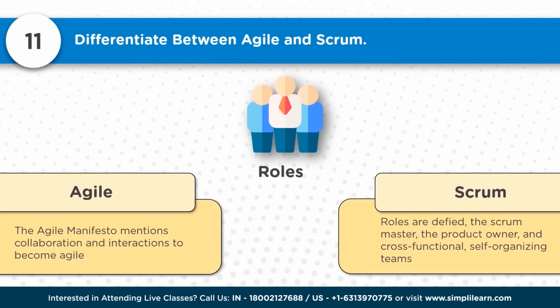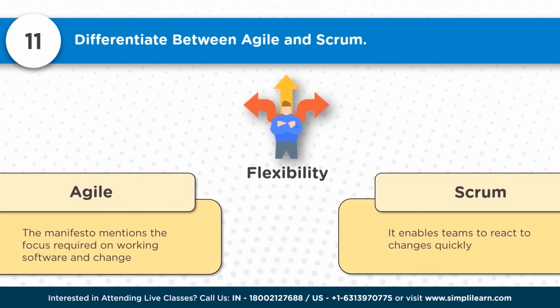The Agile Manifesto mentions the required collaboration and interactions to become agile, whereas Scrum defines the roles: the Scrum Master, the product owner, and cross-functional self-organizing teams who are involved in delivering the project in an agile way. The Agile Manifesto also mentions the required focus on working software and focus on change, whereas a Scrum approach enables teams to react to changes quickly.